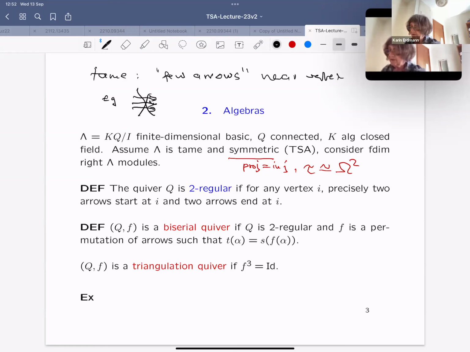Anyway, in nature, for most of the algebras which we know, the quiver is 2-regular, which means that for every vertex, 2 arrows start and 2 arrows end, locally like that. Now there is the idea of a biserial quiver. You're not just having a quiver, but you also have a permutation of arrows, so that alpha and f(alpha) can be composed.